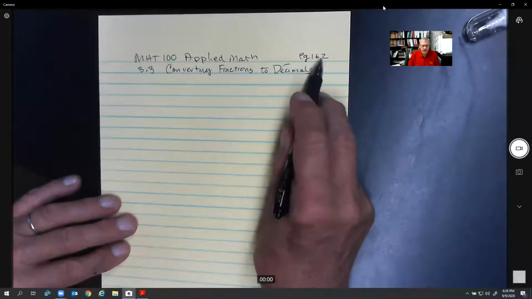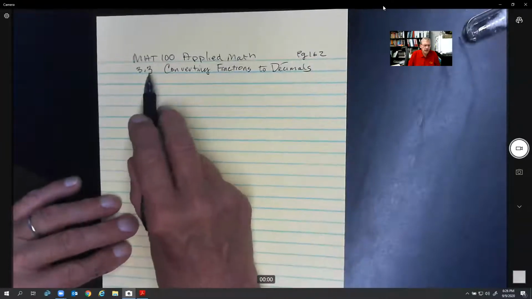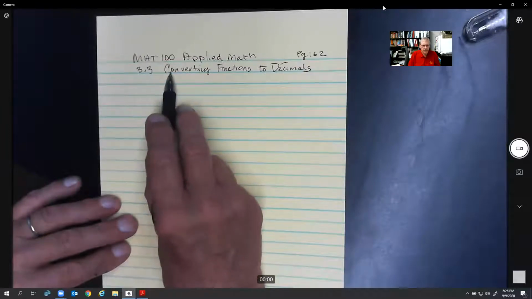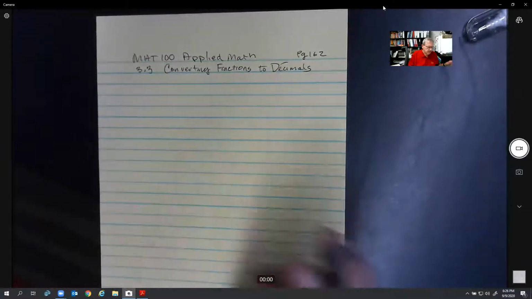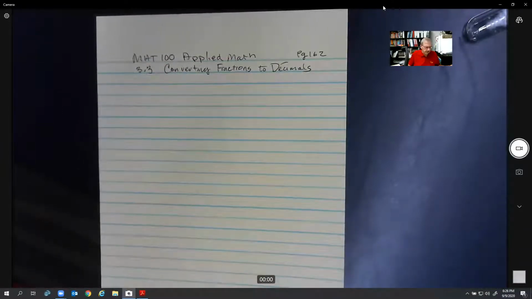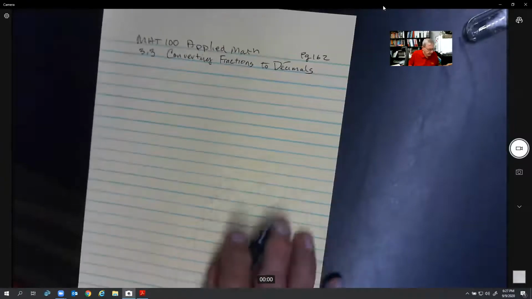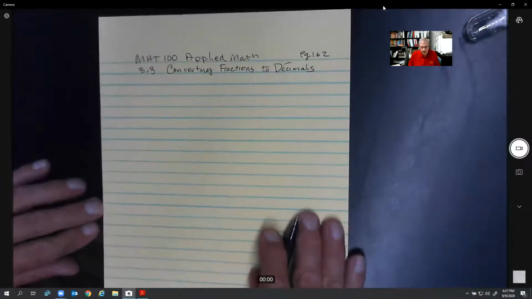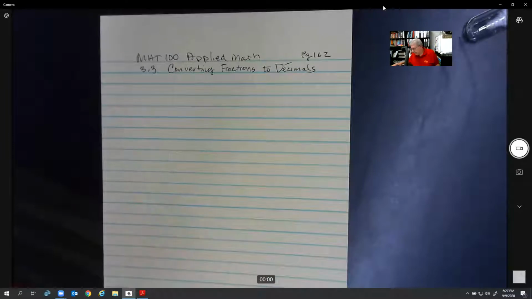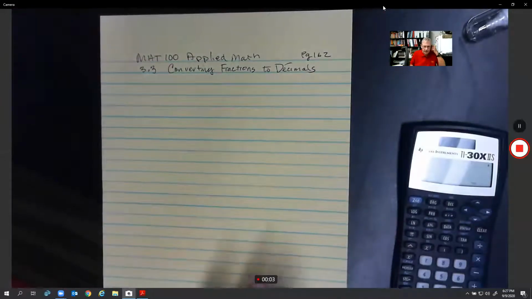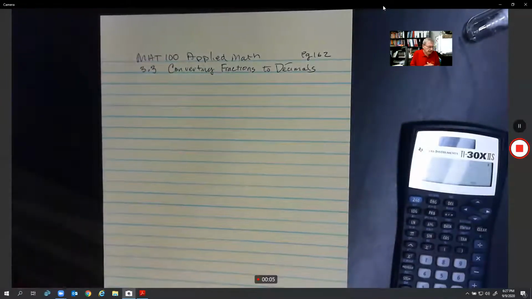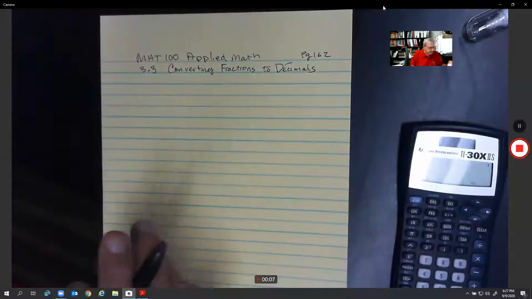We're going to discuss page 162, section 3.3, converting fractions to decimals. Most times, a lot of students do not like to use fractions, and if they can avoid it by any means, they try. I was looking for my calculator here. Put that down over here. But you can do this without a calculator most times.